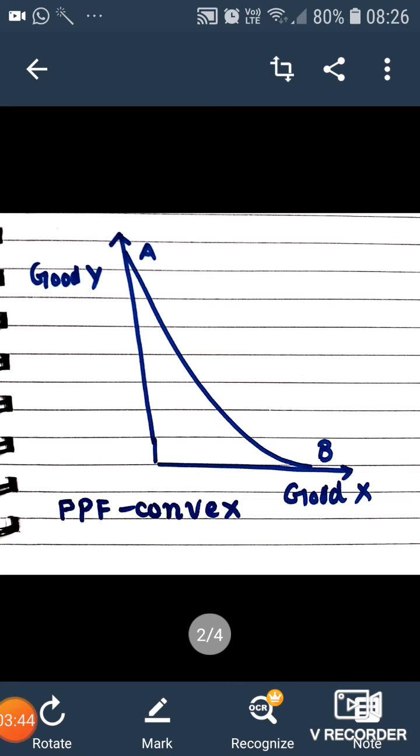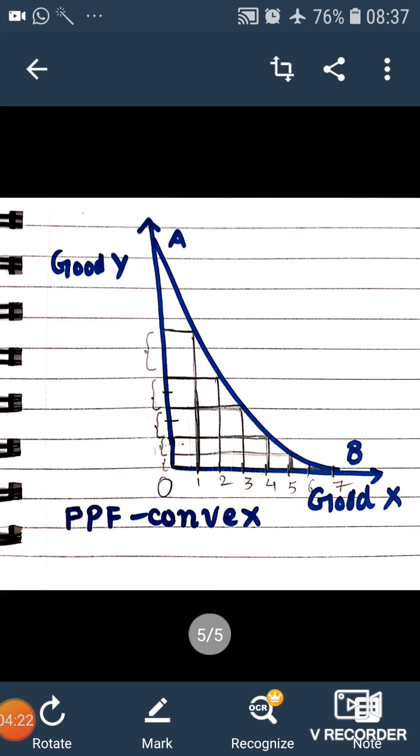Next situation that I will discuss with you is when PPF is a convex curve. If you see from A to B, we are looking at a convex shape. So, what is the possibility when PPF is convex to the origin? The possibility is, yes, MRT is actually falling. MRT is actually decreasing. Let's see how it is decreasing.